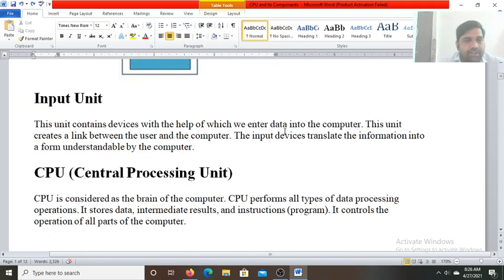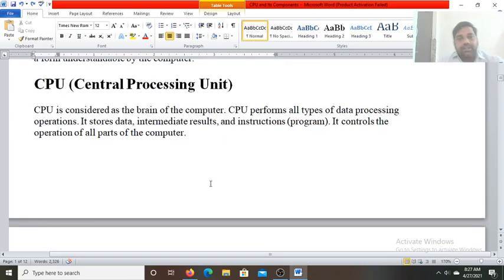Okay, now you can see the input unit contains the input devices through which we enter the data into the computer. So this input unit creates a link between the user and the computer. So the keyboard creates a link between us and the computer. The input devices translate the information into a form understandable by the computer. So all the input devices translate our instructions which we are writing, which we are clicking on the computer screen, into the machine code, into the machine language which the computer understands, that is into digital signals.